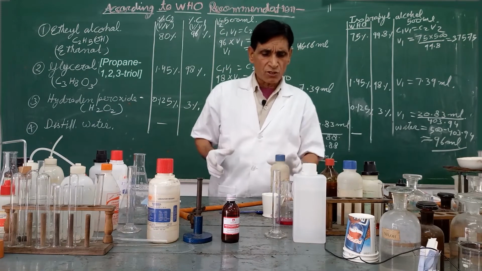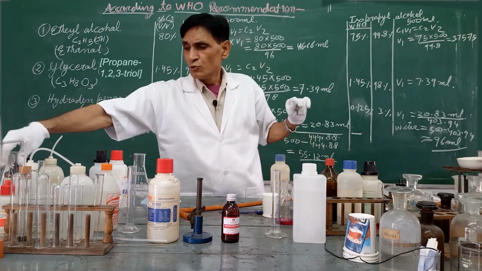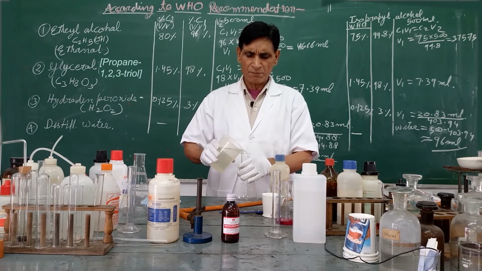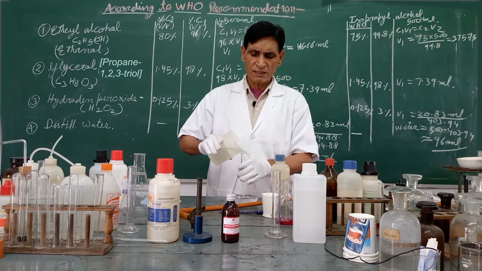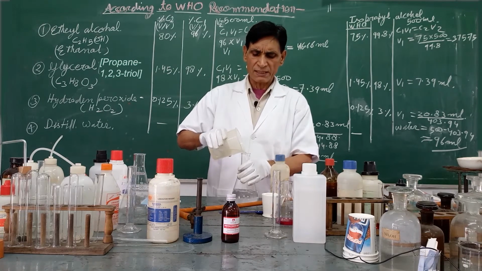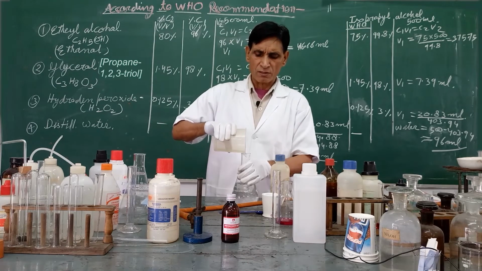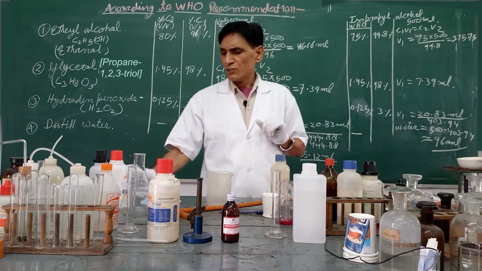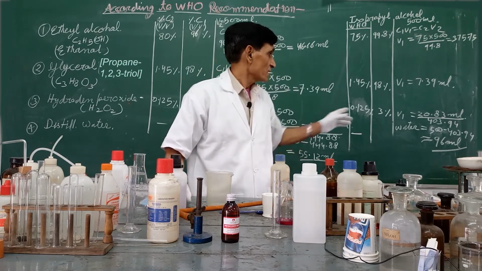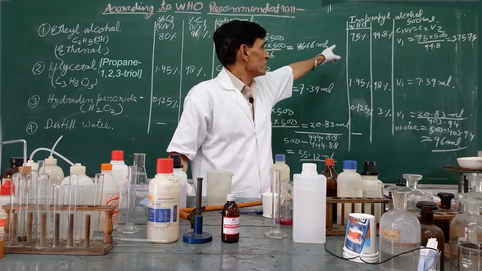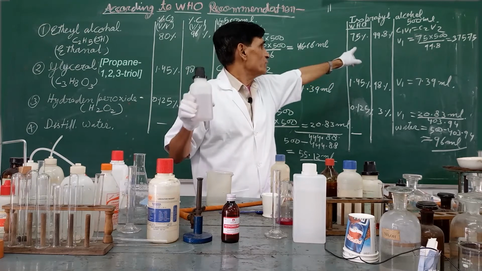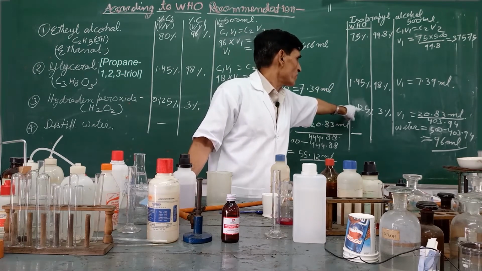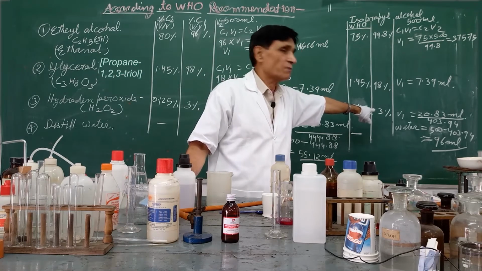Next, suppose ethyl alcohol is not available in the market, then you can prepare isopropyl alcohol based hand sanitizer also. Isopropyl alcohol is also known as propanol. According to the calculation, WHO recommends 75% isopropyl alcohol, and in the market I got 99.8%. Glycerol is 1.45% and hydrogen peroxide 0.125%, with 98% glycerol and 3% hydrogen peroxide from the market.